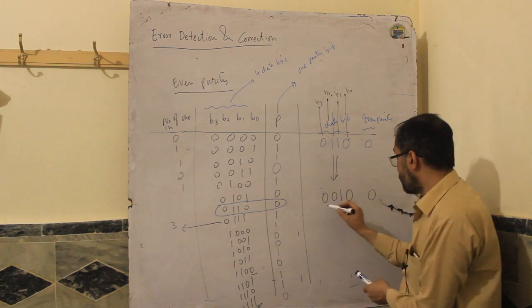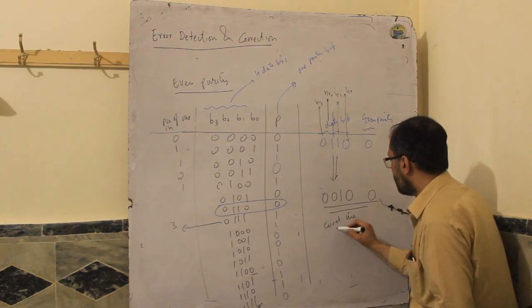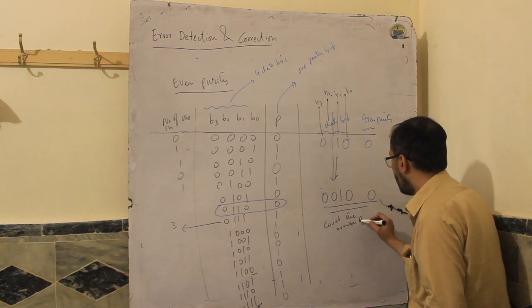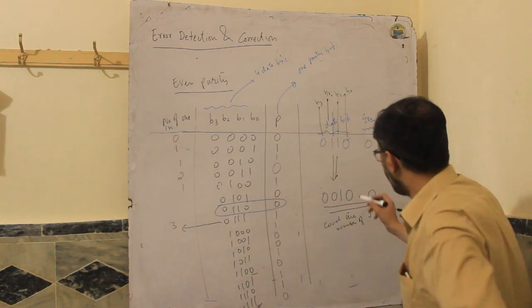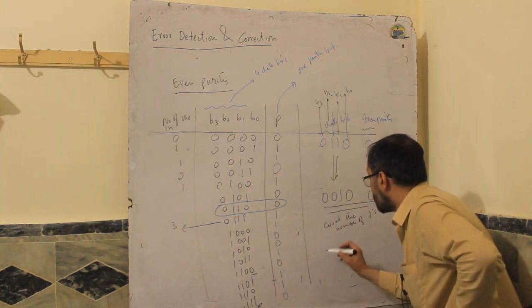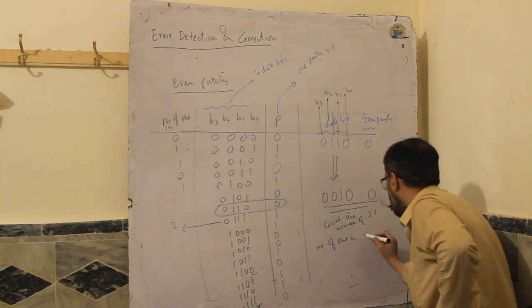The receiver received this, so it will count the number of ones. If you look at this, the number of ones in this particular example is odd.